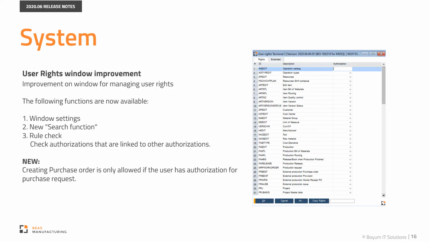We have improved the Beas user rights window. The following functions are now available: Windows settings support, search function in the bottom of the window, and rule check to check authorizations that are linked to other authorizations. Please note that creating a purchase order is now only allowed if the user has authorizations for purchase requests.